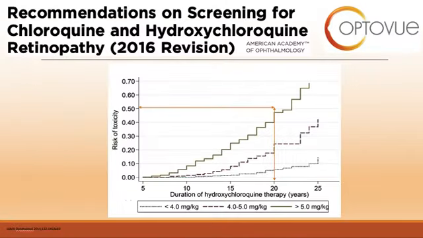If you recall this graph here, I tried to put the orange arrows here to show you where this lady falls. Remember that if you're taking greater than 5 milligrams per kilogram, that would be the green line. So if you look at 20 years and you go up to the green line, you can see that she has more than a 50% chance of having toxicity. So that's a pretty significant number.